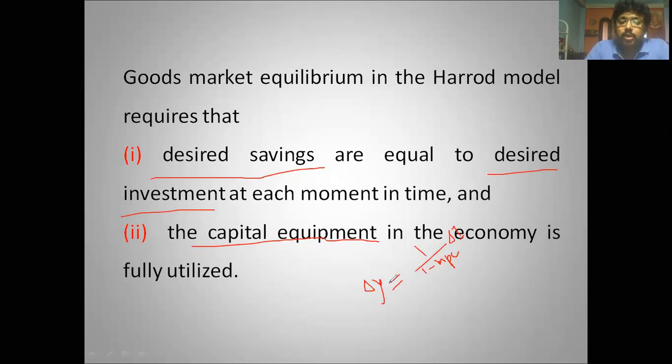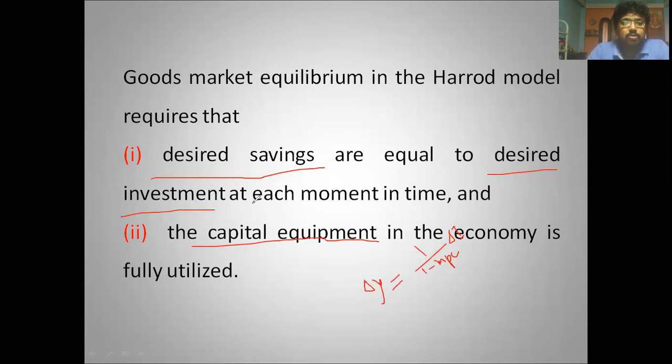So output will be more, and until there is equalization between the desired saving and desired investment, the gap will keep increasing. So desired saving and desired investment should be equal, and for that reason the Harrod model makes this assumption for the goods market equilibrium.